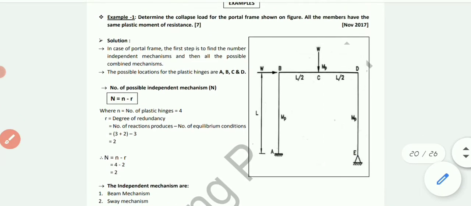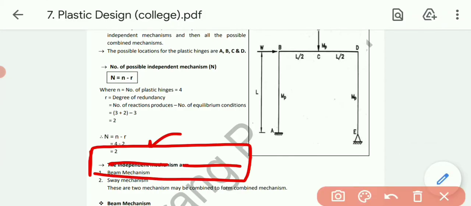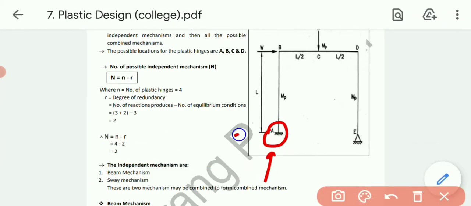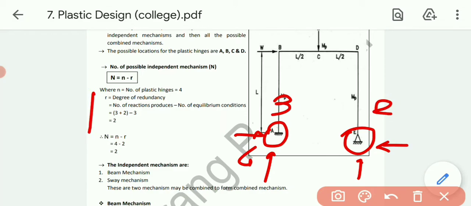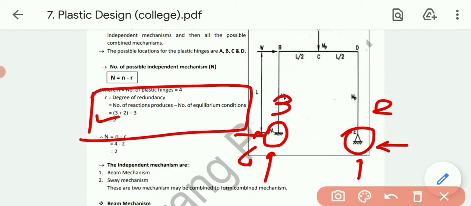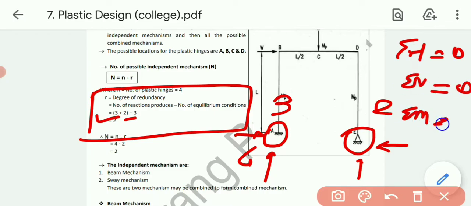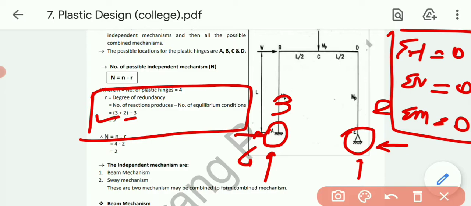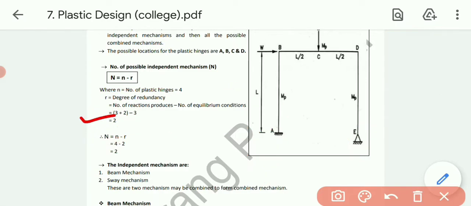Now talking about the number of reactions produced. First, a fixed support produces 3 reactions: vertical, horizontal and moment. A hinge support produces 2 reactions. So the value of capital R is 3 plus 2, that is 5, minus 3 equilibrium conditions: sigma H equals 0, sigma V equals 0 and sigma M equals 0. These 3 are the equilibrium conditions. So 3 plus 2 minus 3, our answer is 2. So the value of r is 2.